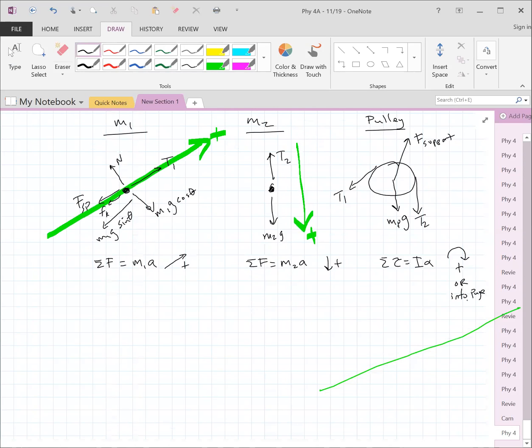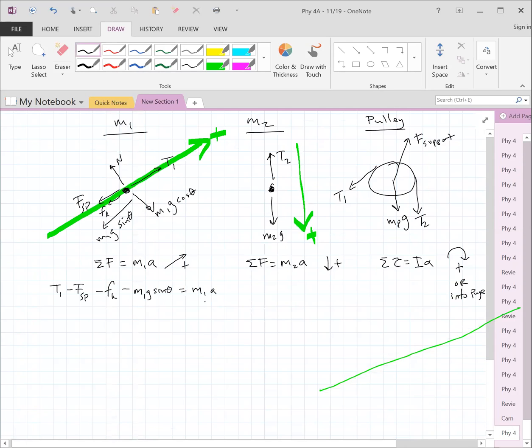Okay, so let's start with M1. Sum of the forces in this direction. We only have one force in the positive direction, that's the tension, T1. In the negative direction, we've got our spring force, we've got our friction force, and we've got our weight in the x direction, M1 g sine theta. And that all has to be M1 times the acceleration. And for M2, we only have two forces. The weight of gravity minus T2 is M2 times the acceleration.